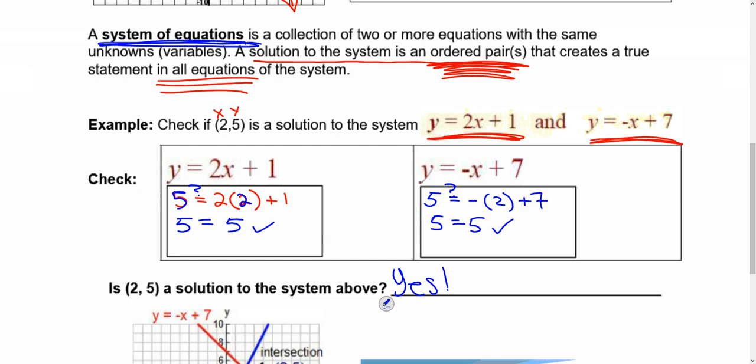And that's what's going to happen on your first 3 questions of your assignment today. First 3 is going to say, is it a solution? All you got to do is plug it in and see if they match. If the first one didn't work, like if we would have got 2 different numbers right here, you don't even have to check the second one, because if it didn't work in the first, it's already not a solution to your system. So you got to make sure it works in both.